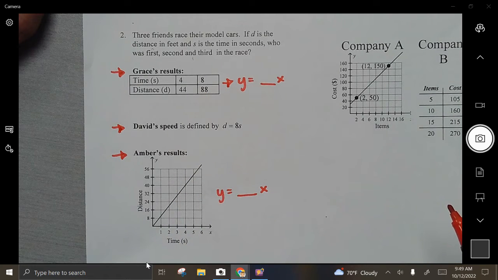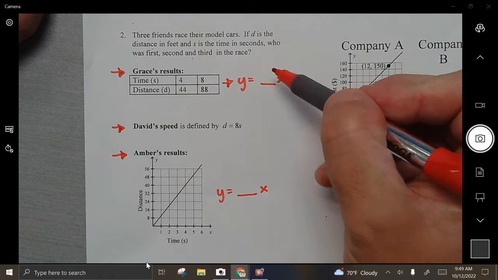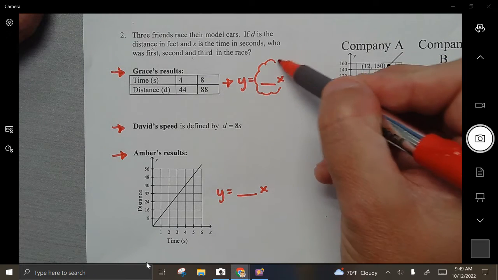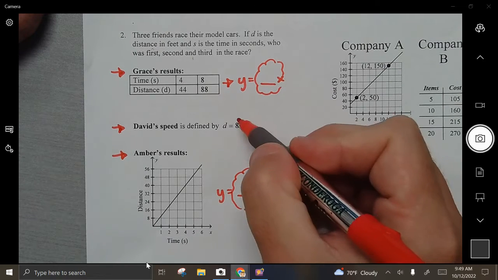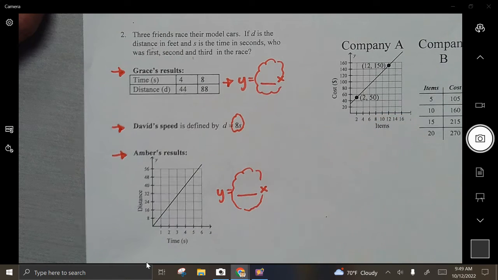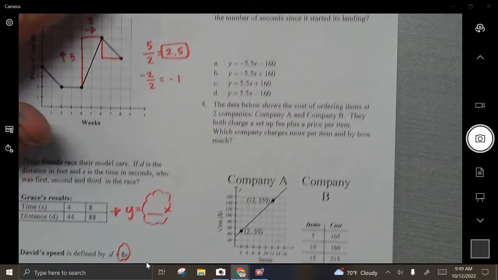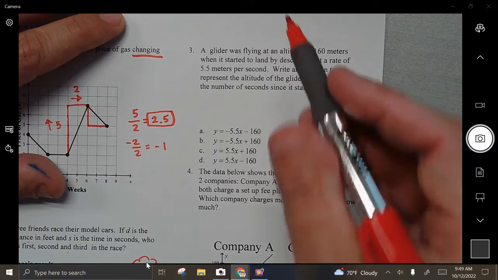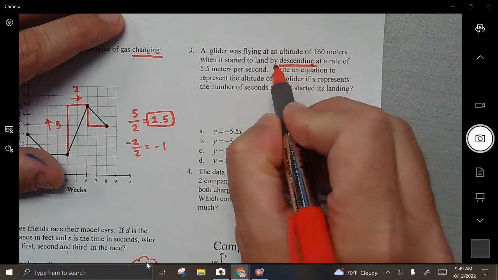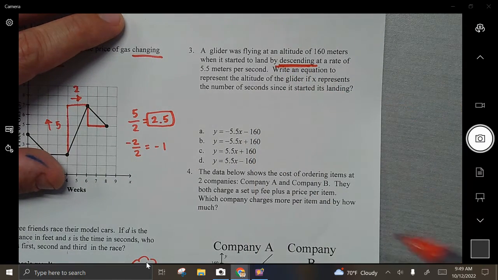Okay. And what you're going to do is compare the slopes of all of these. You're going to compare the slope here, the slope here, and the slope of 8. Whoever had the highest slope is first place, second highest is second, and third, and so on. All right. Number 3. A glider was flying and then it descended. I'm just going to underline that. You should know what that means, descending. Take a look at your answers.